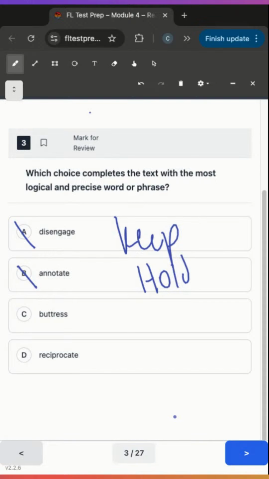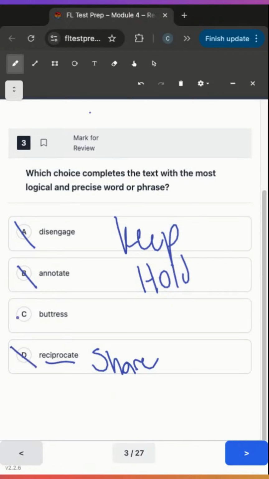All right, so C, buttress. Don't know what it means, we're going to skip it for now because remember, if you don't know what a word means, keep it. It might be the right answer. And reciprocate. So to reciprocate is like to share. Like you reciprocate feelings with someone, you share the feelings, you understand. Do you think a king would want to share his right to hold the throne to reciprocate? Heck no. So it's simply not going to be D.